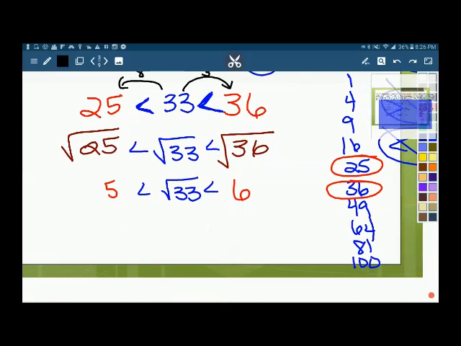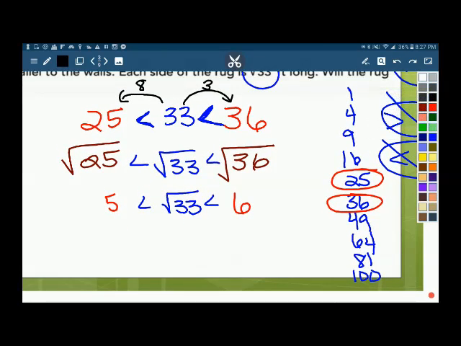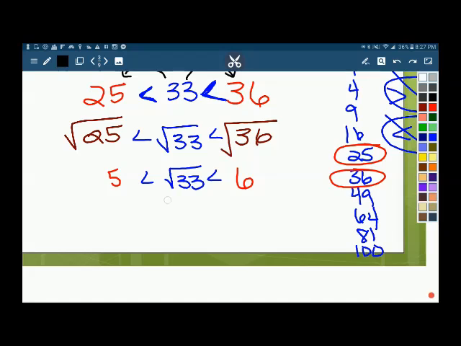So in the center of 5 and 6 is 5.5. Maybe we want to guess a number a little bit bigger than that because 33 is closer to 36. So the square root of 33 will be closer to 6 than it is to 5. So I'm going to guess 5.7. What is 5.7 squared?